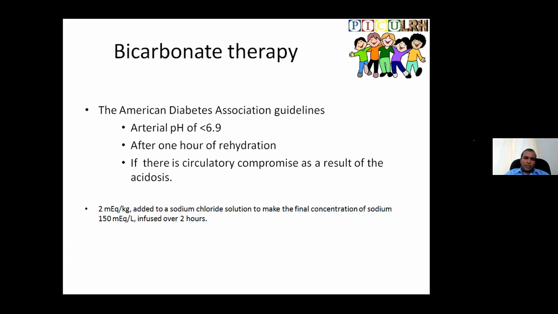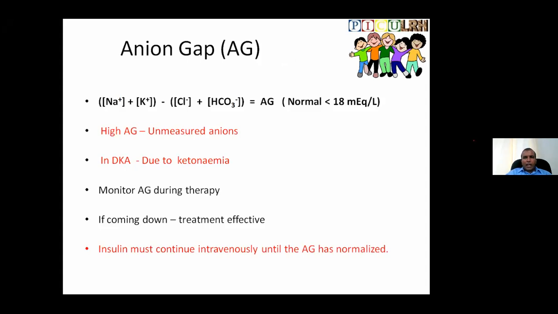So you only give the bicarbonate if the arterial pH is less than 6.9 after one hour of rehydration, which is very rare, or if there is a circulatory compromise as a result of acidosis. So, yeah, rare. Basically what they say is not to do it. And then this concept was very important when we were discussing DKA: the anion gap.